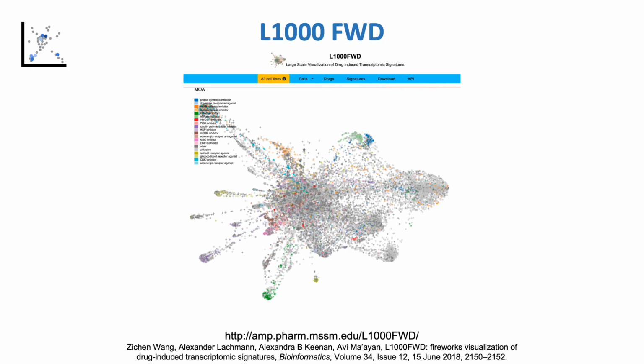L1000 FWD was actually used very recently to successfully discover drugs that can trigger an immune response in the presence of COVID-19. For the Scatter Plot Appyter, clustered scatter plots similar to L1000 FWD were created, but using Enrichr libraries instead of drug and small molecule data.